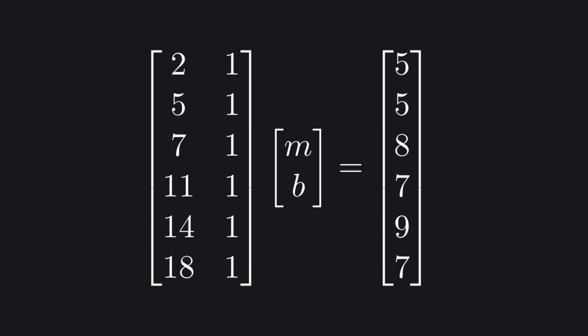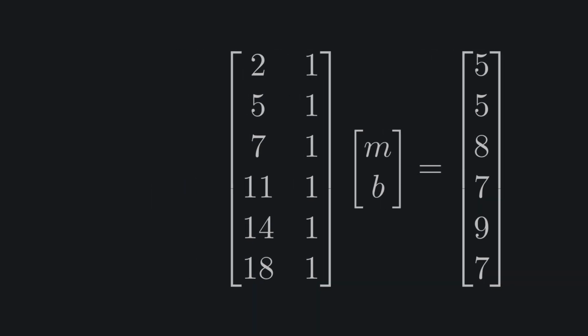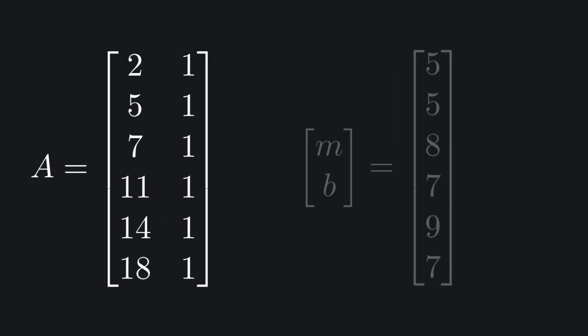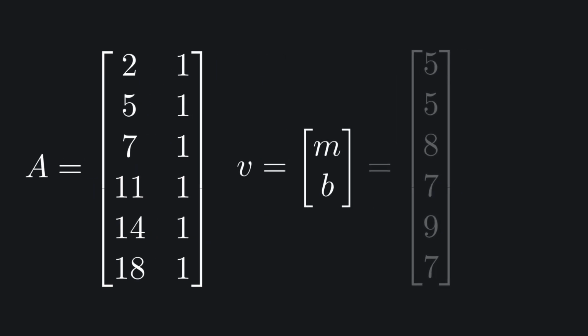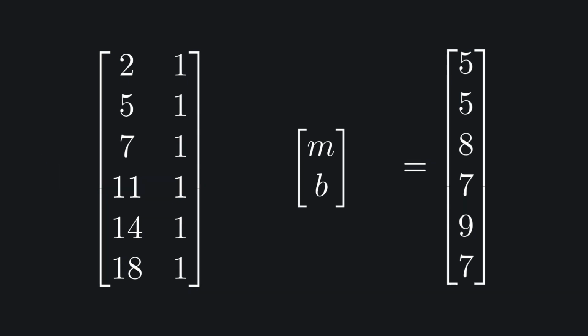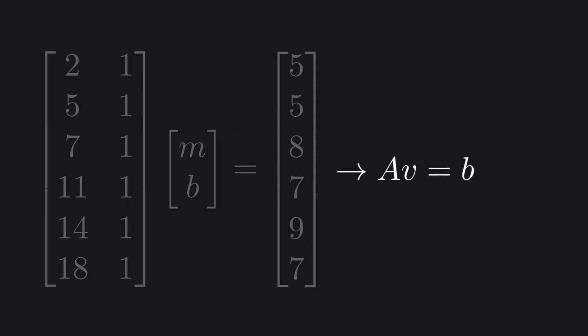Now, we have turned our initial set of measurements into a single equation, and this is the equation derived from our measurements. Time to name things. Let us call the left-hand side matrix A. The column vector with the unknowns, the coefficients m and b, let's call that vector v. Finally, let us call the column vector with the rest of our data b. And so, the equation on the left becomes Av = b.